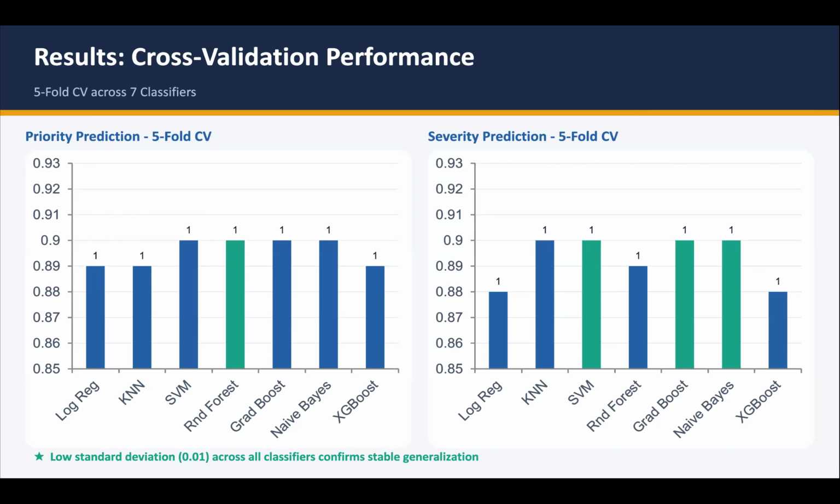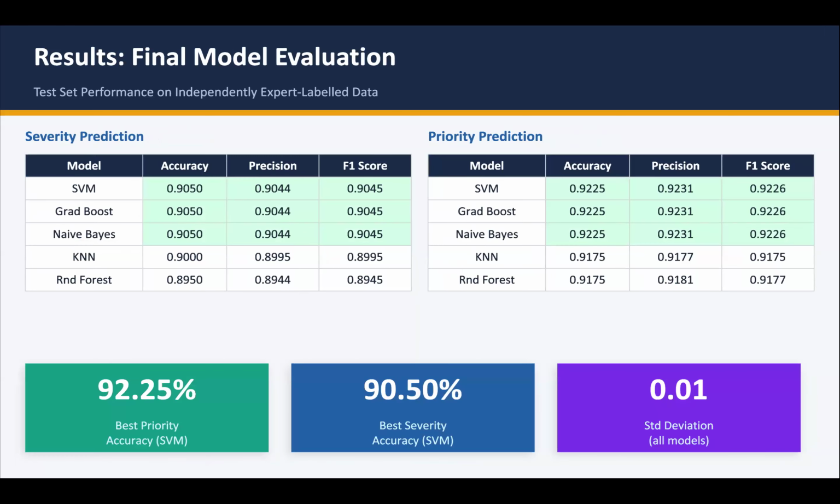Then results, the final model evaluation, please. On the independently expert-labeled test set, the results held up very well. For severity prediction, SVM, gradient boosting, and naive Bayes all achieved 90.5% accuracy. For priority prediction, SVM, gradient boosting, and naive Bayes reached 92.25% accuracy. Precision and F1 score were aligned with accuracy in both cases, which confirms there's no hidden trade-off going on.